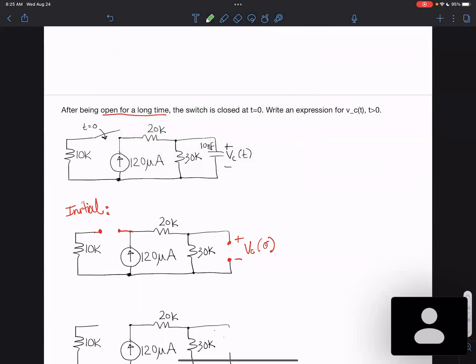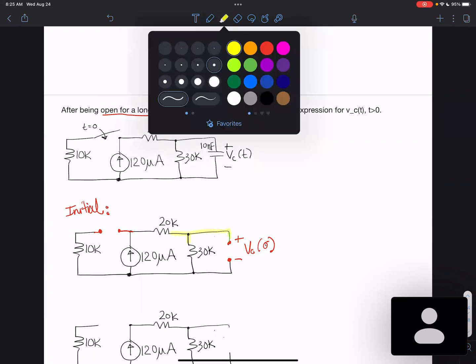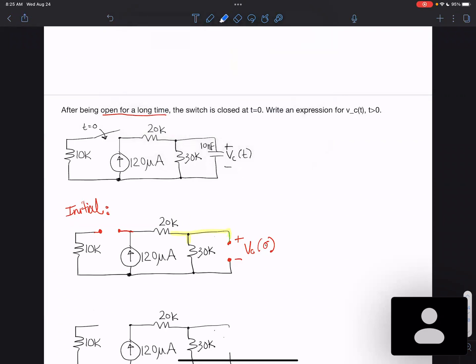Green. It's not very big. Okay. So this is all the same wire. And this is all the same wire. So that VC of 0 minus is the voltage across that 30K. Can you see that visually?